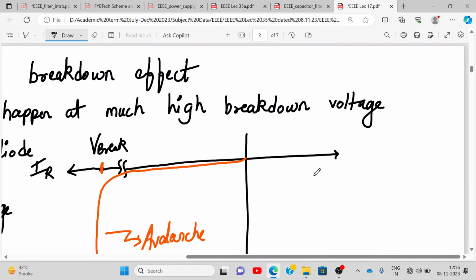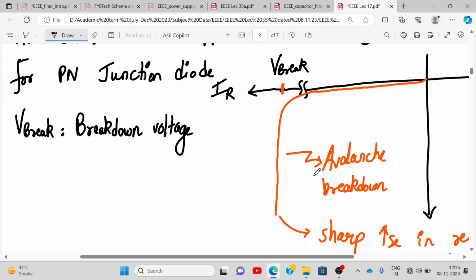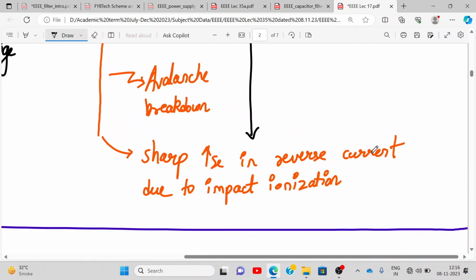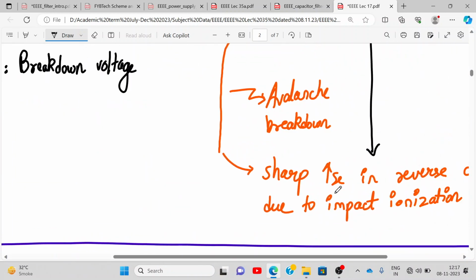It happens at a much higher breakdown voltage. See, this does not happen at 10 volt, 20 volt, 50 volt. It happens at 100 volts. During that case, the accelerated electrons start affecting the entire system, and they lead to a very heavy current flow. This sharp increase in reverse current is due to impact ionization. Is that fine? So this is how a PN junction diode breaks down, and it's an irreversible process; it cannot come back to the normal condition.